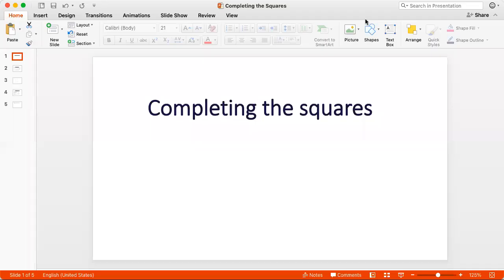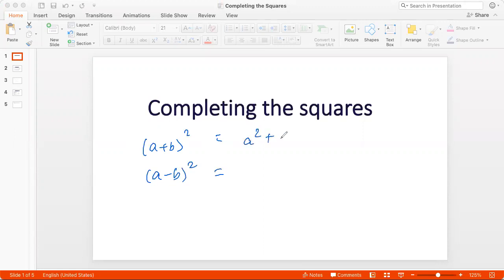Hello students. Today we'll discuss an important math concept, completing the squares, which you'll be using in parabolas and circles on the SAT and ACT. The concept basically comes from these two basic equations that all of us are aware of. (a + b)² is a² + 2ab + b², and (a − b)² is a² − 2ab + b².